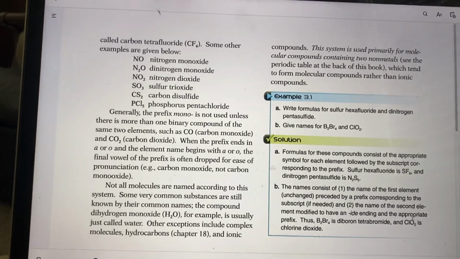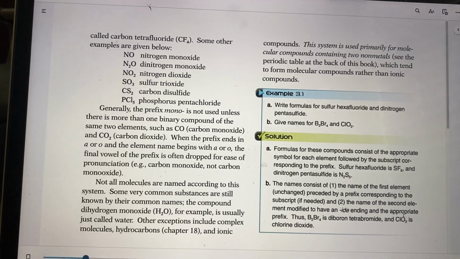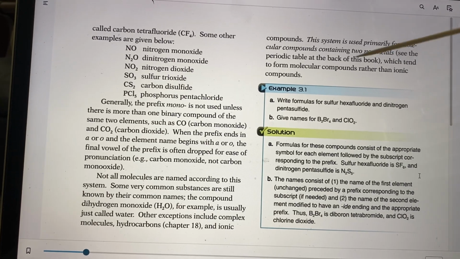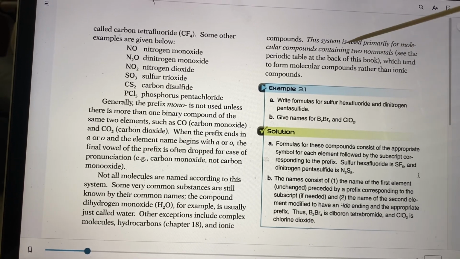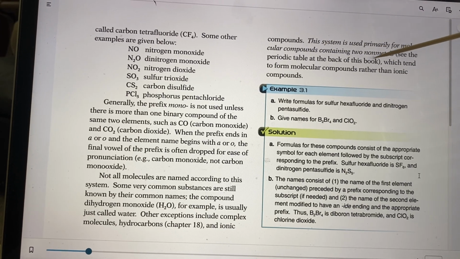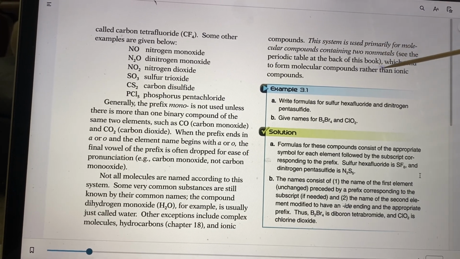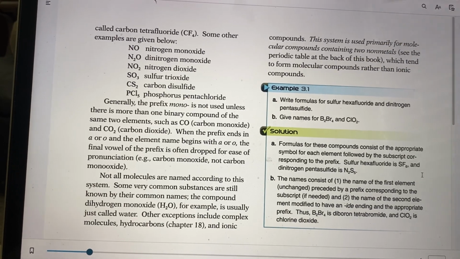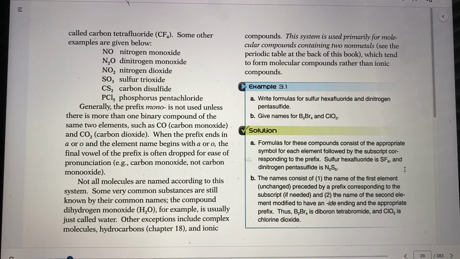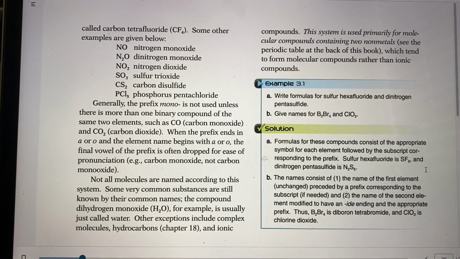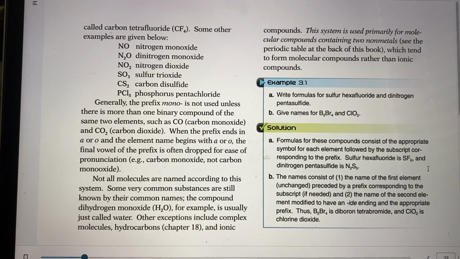Oh, before this, let's go up here a little bit where it's talking about it. This system is primarily used for molecules or molecular compounds containing 2 nonmetals, which tend to form molecular compounds rather than ionic. They don't use these prefixes for ions, just for those molecular formulas, right? That's what they're telling you.